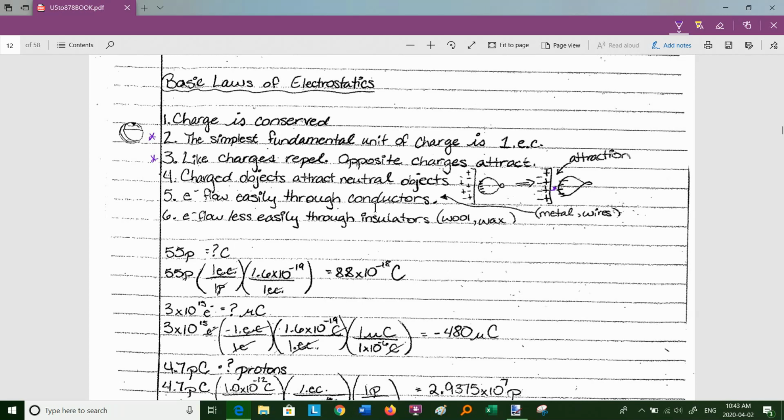Fifth point, electrons flow easily through conductors. Conductors like gold, silver, graphite is a conductor of electricity. Sixth point, electrons flow less easily through insulators: wool, wax, various plastics. So we have conductors, we have insulators, we can talk about conductivity and resistivity, and we will associate it with these things.